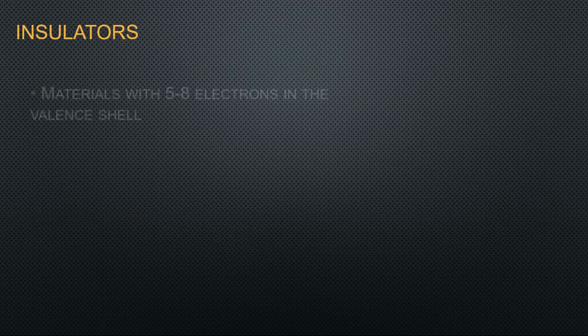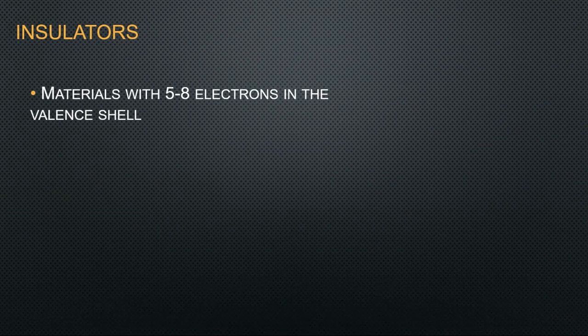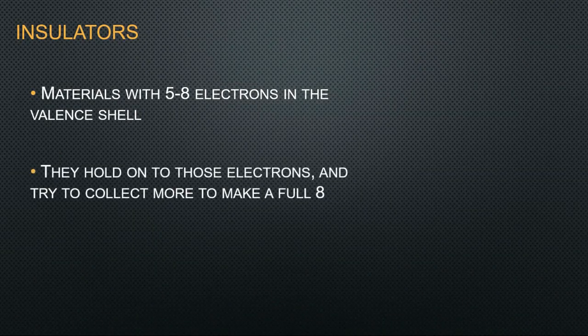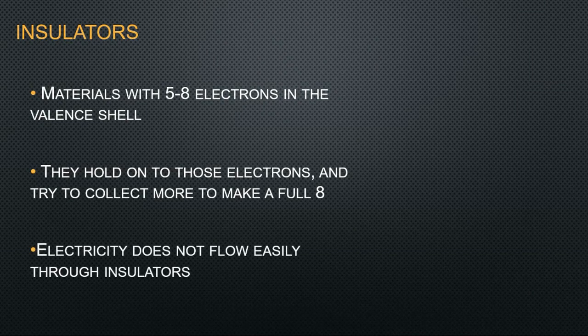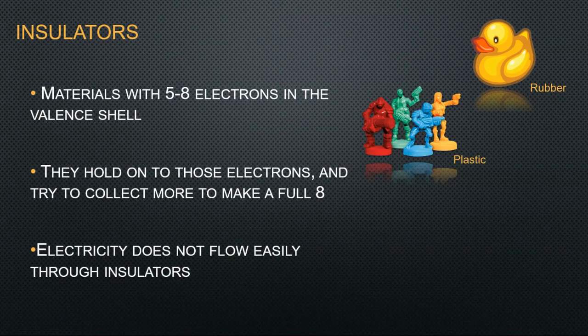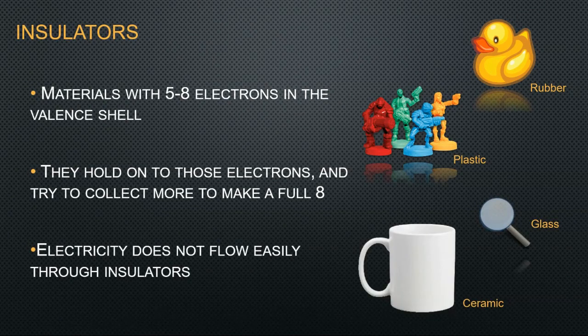Insulators are materials with 5 to 8 electrons in the valence shell. They tend to hold on to those electrons and try to combine with other elements to fill out the valence layer. These materials don't let electricity flow through them easily, so insulating materials such as rubber, plastic, glass, and ceramics are often used in electronics to prevent electricity from flowing in certain ways.